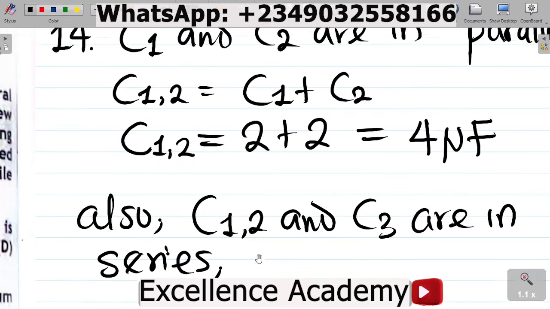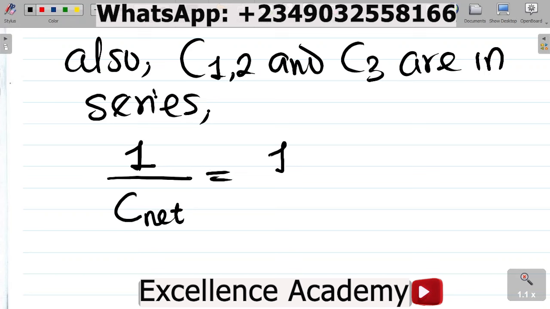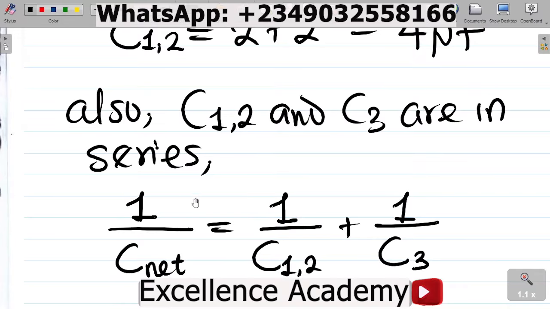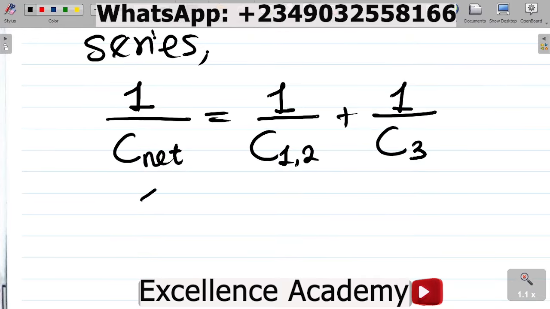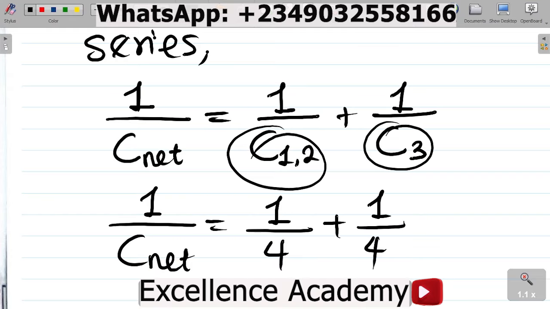How do we get the equivalent? For this here, we can see that the equivalent is given by 1 all over C net, that's the inverse of C net. So we have to find the net capacitance. That's equal to 1 all over C12, we'll take inverse, plus 1 all over C3. All right, so this is how you find equivalence for capacitors in series. I have 1 all over C net is equal to 1 all over 4, plus 1 all over 4.